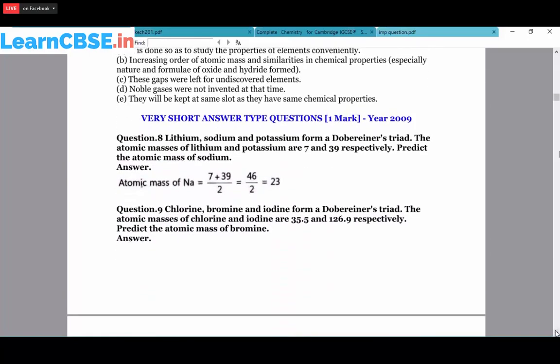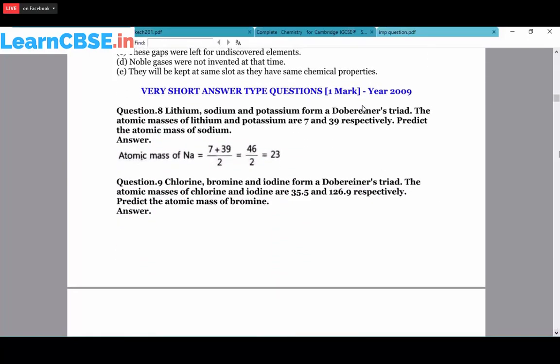Next, these are all the questions from the year 2009. The first question: lithium, sodium and potassium form a Dobereiner's triad. The atomic masses of lithium and potassium are 7 and 39 respectively. Predict the atomic mass of sodium.